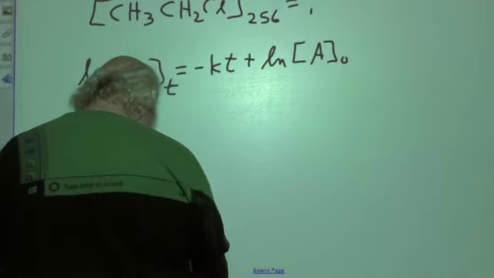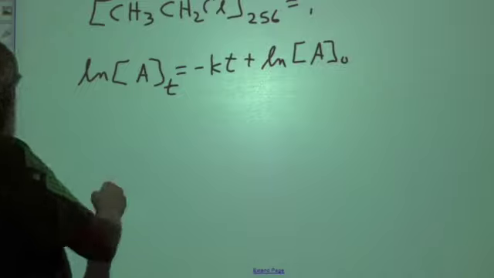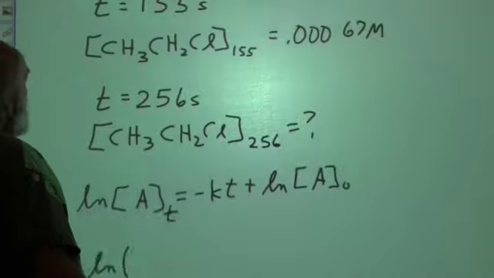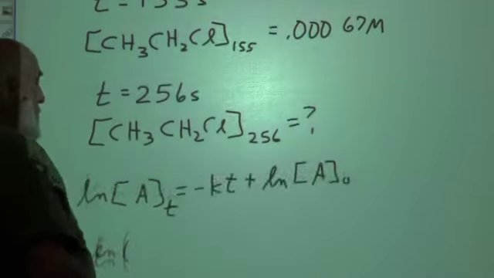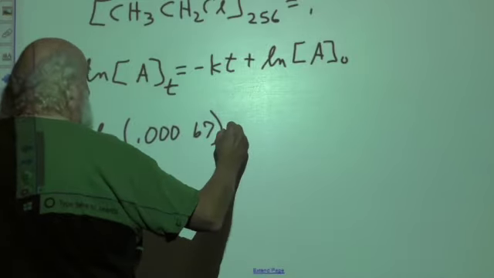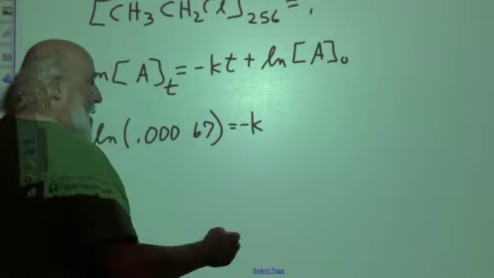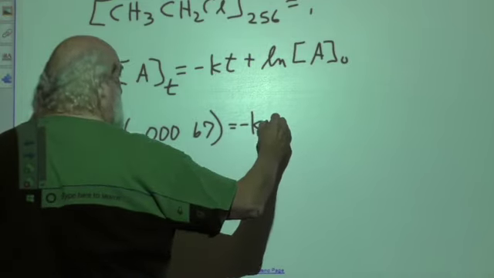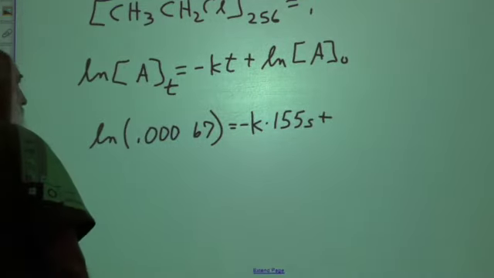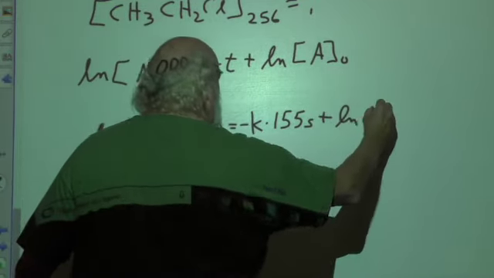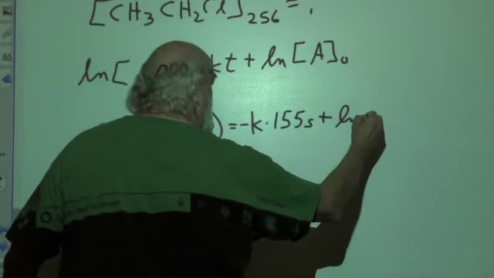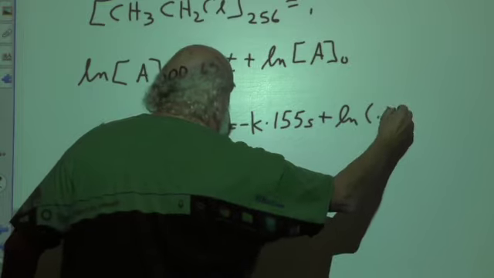All right. So, natural log of, what's the value for 155? 0.00067 equals negative k, we don't know k, we established that, but the time there was 155 seconds. Plus the natural log of the original concentration of A, which is, use parentheses here because we're not specific to the concentration, 0.001.